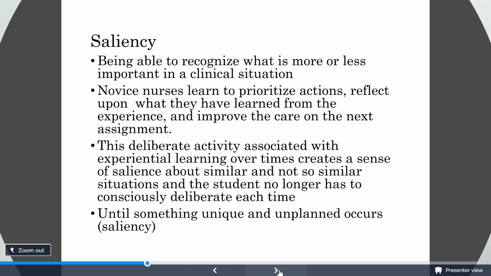This deliberate activity associated with experiential learning over time creates a sense of salience about what seems similar and not so similar in these situations. And therefore, ultimately, if there's nothing different, right, or salient, the student no longer has to do this conscious, deliberate action each time. But then when something unique or unplanned comes along, that sense of saliency, okay, something's different here, stops you from your higher level. You have to then go down to deliberate thinking. And what's different here, and why, and how should I respond?